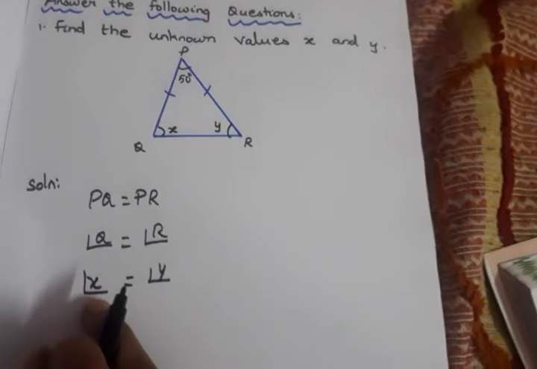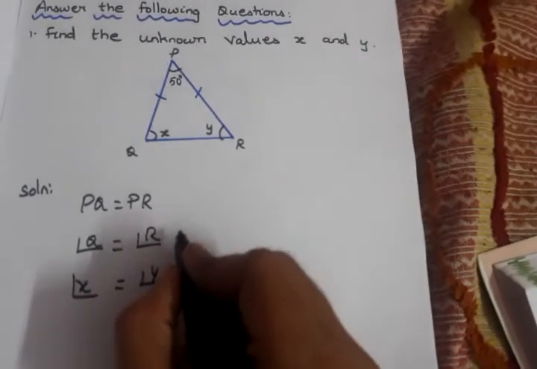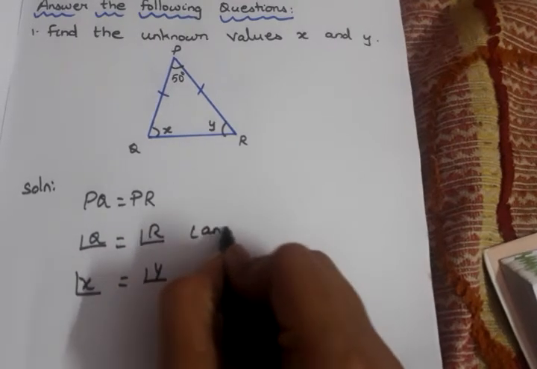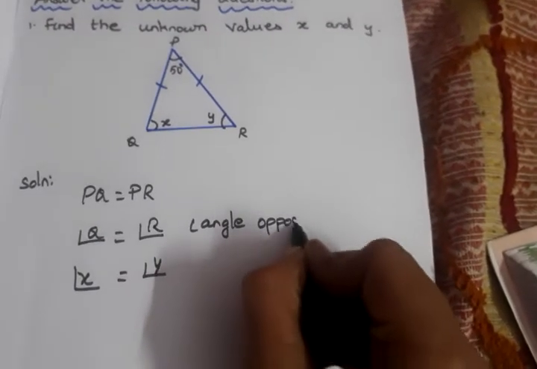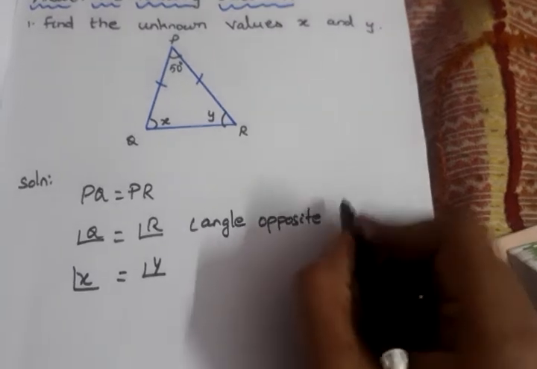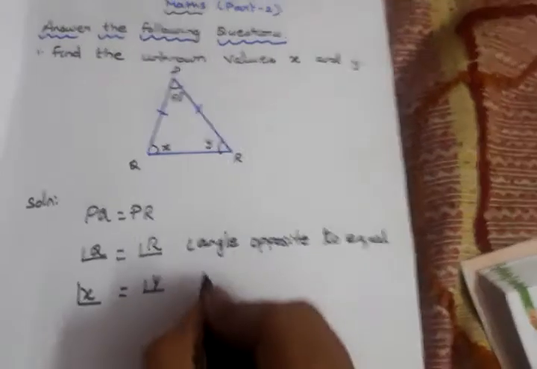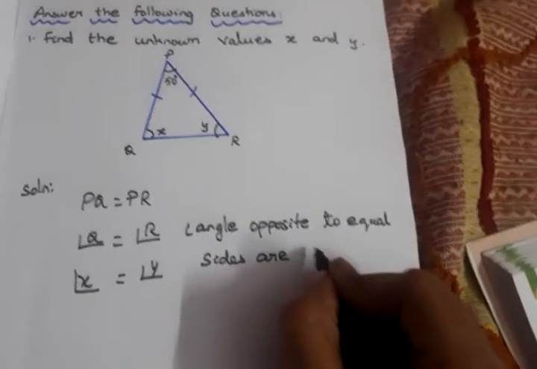Take any sides. Angles opposite to equal sides are equal.